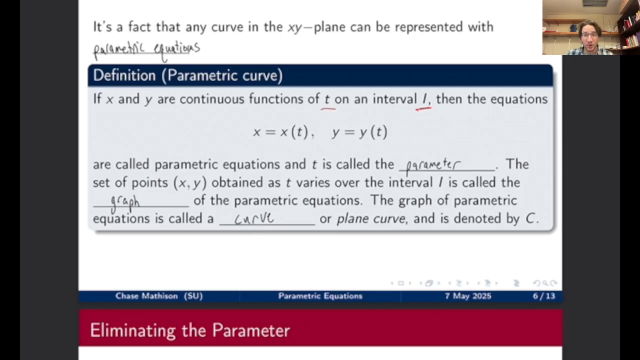Okay. When we have a third dependent variable, z, then we will call the curve a space curve. And if anyone's interested in that, take Calc 3 in the fall.